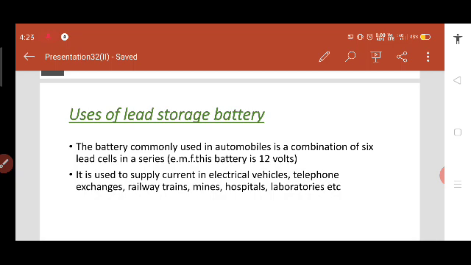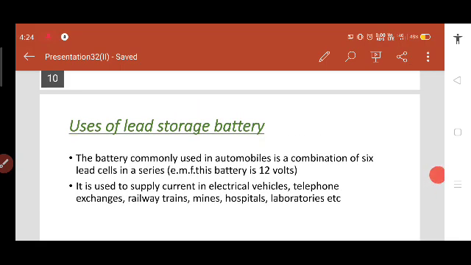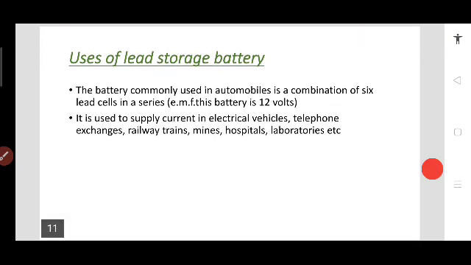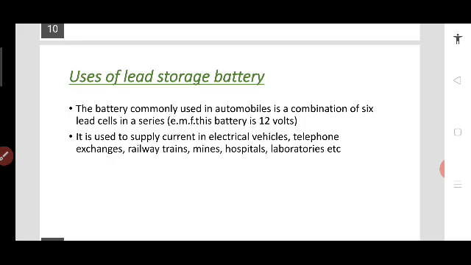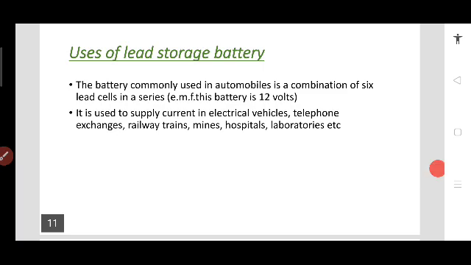The battery commonly used in automobiles is a combination of six lead cells in series. The EMF of this battery is 12 volts. It is used to supply current in electric vehicles, telephone exchanges, railway trains, mines, hospitals, laboratories, etc.